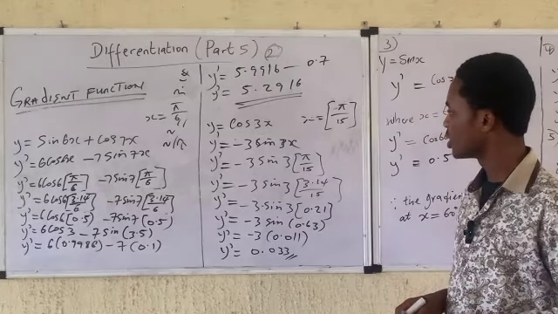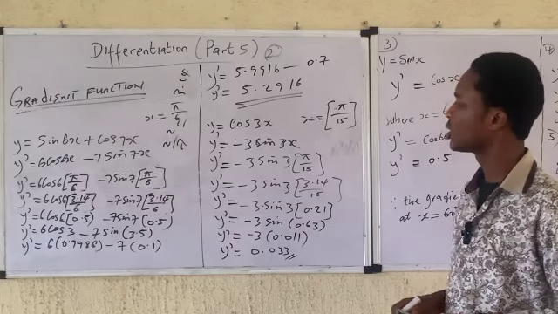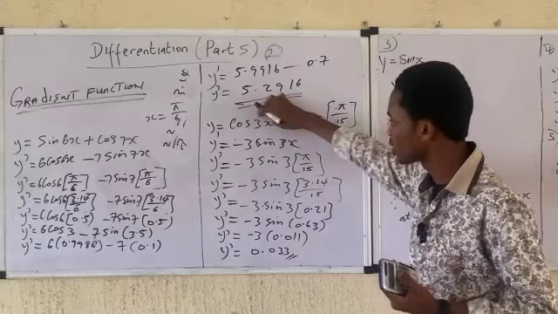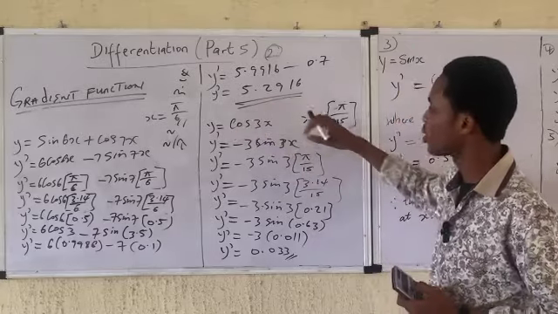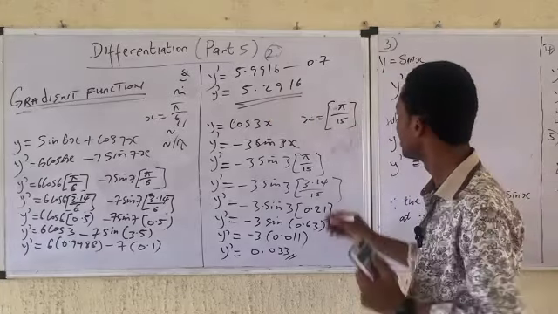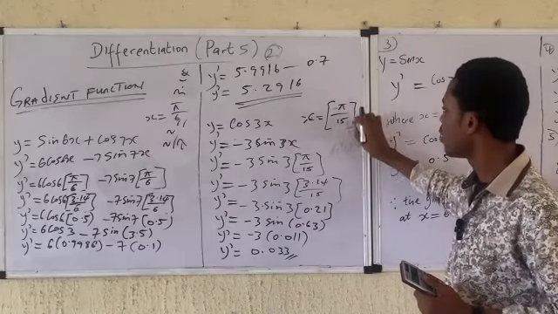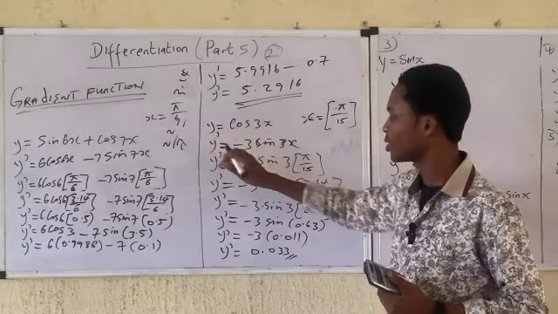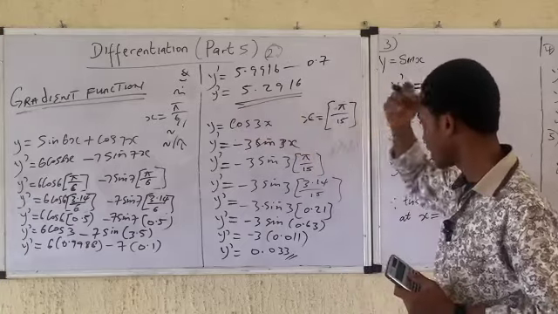Moving to question 2. Y equals cos 3x. In this question, they are telling us to look for the gradient of y equals cos 3x at a particular point where x equals pi over 15. Now, y prime, also known as dy/dx, equals differentiating cos 3x.